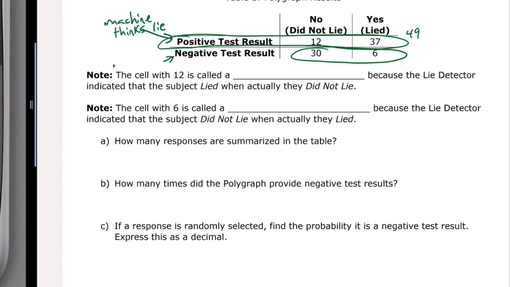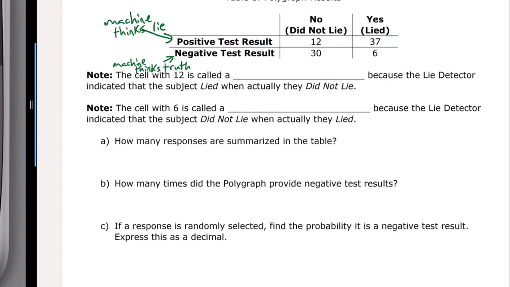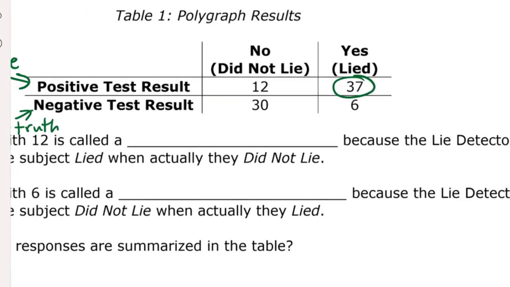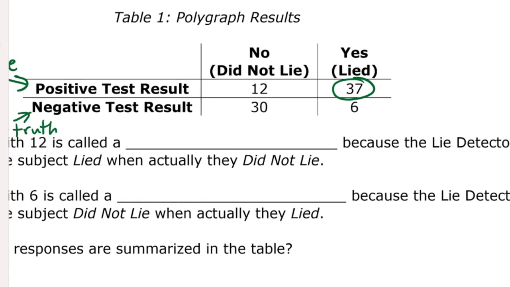Now let's think about what the numbers in each section represent. If you look at these 37, in the very top right corner, those are the people who lied and the machine gave a positive test. So those 37 people lied and the machine also thought they lied. Those people are valid. That's what you would expect. They lied and the machine also said they lied. So the results match.